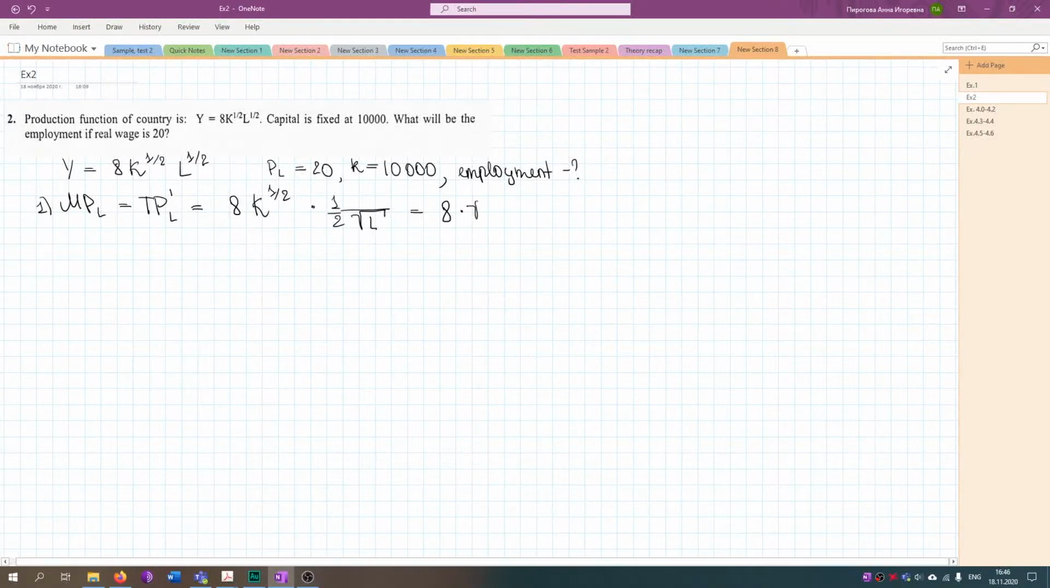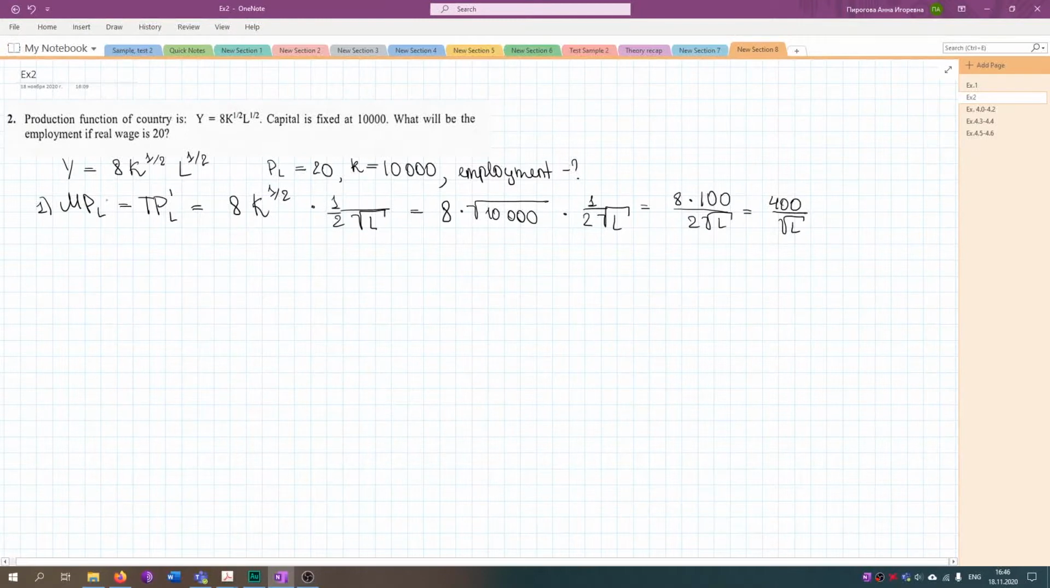8 multiplied by the square root of 10,000, multiplied by 1/2 square root of L, and it will be 8 multiplied by 100 divided by 2 square root of L, and it will be 400 divided by square root of L.